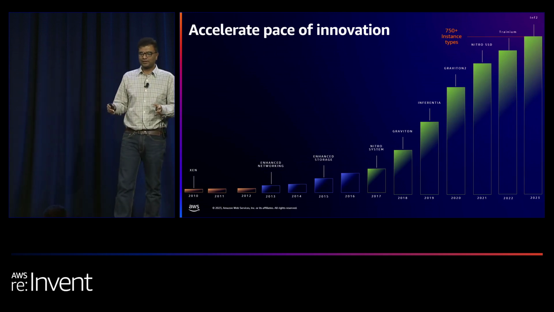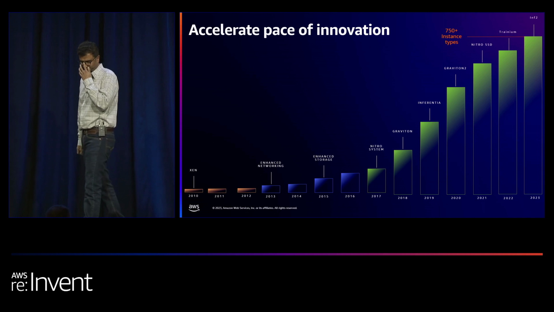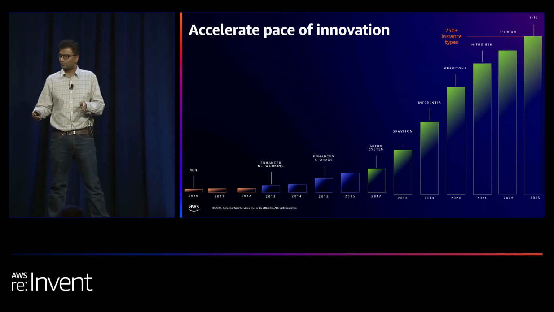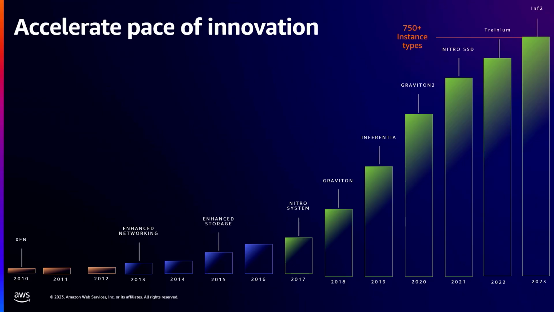Now, let's talk about the innovation angle in here. I would like you to look at the chart in a manner that post 2017, it's a Nitro era, and before 2017, it's a pre-Nitro era. So pre-Nitro era, from 2006 to 2017, before we launched Nitro instance, we were able to ship 70 instance types.